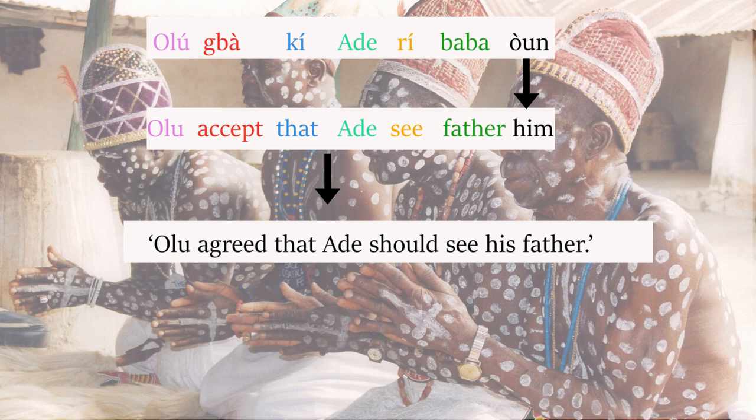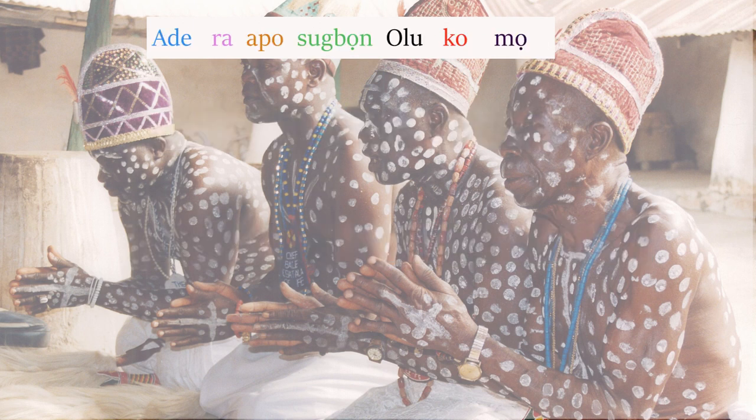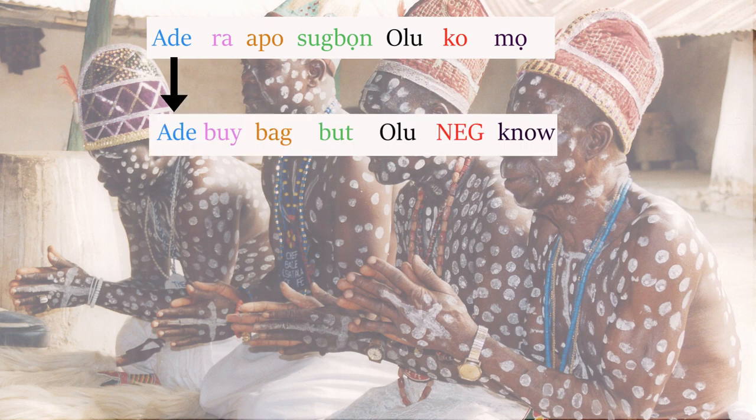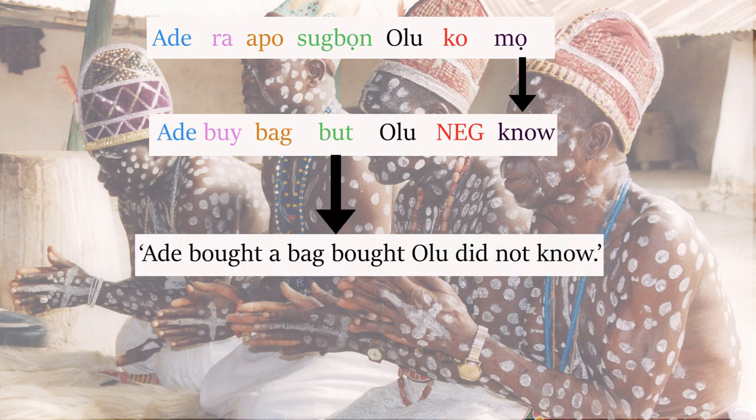And the last sentence. Ade ra apo shubo olu komo. Ade is Ade. Ra means to buy. Apo is a bag. Shubo, this is the conjunction but. Olu means Olu. Ko, this is the negative form, similar to Cape Verdean Creole ka. Mo means to know. This sentence means Ade bought a bag, which Olu did not know about.